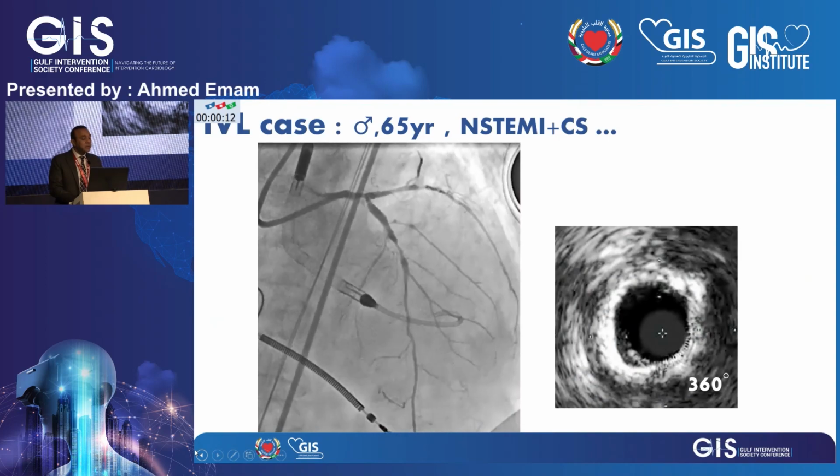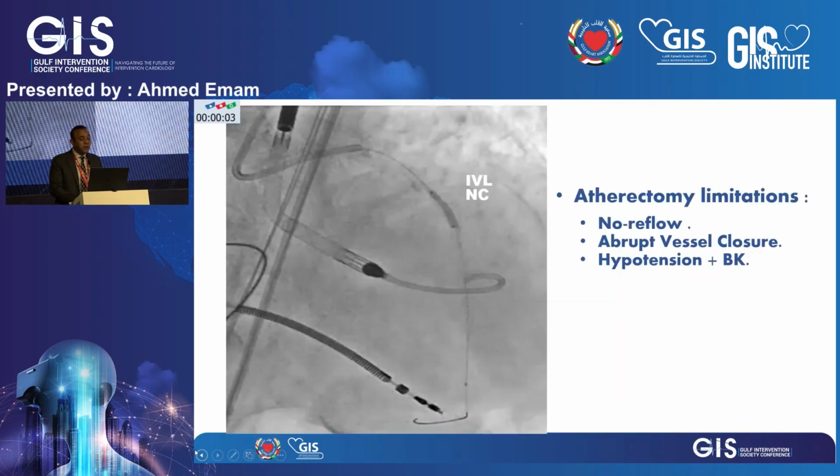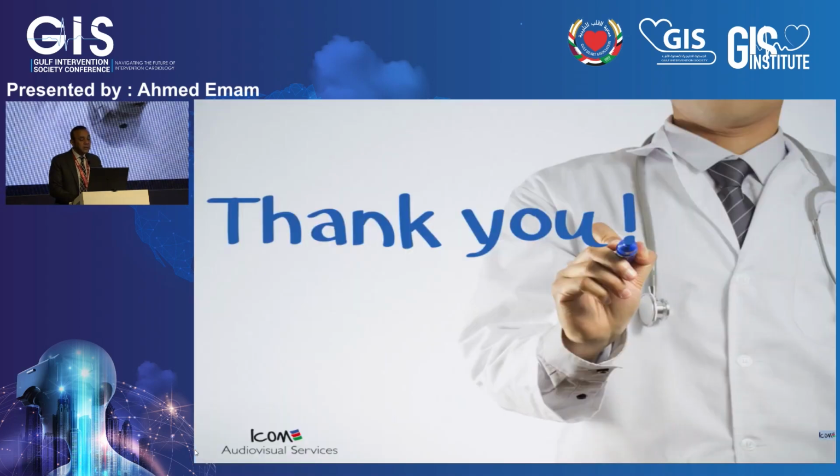This is a case where the patient came with non-STEMI and cardiogenic shock with severe calcified arc around 360. According to what we choose this time, we don't want to go ahead.